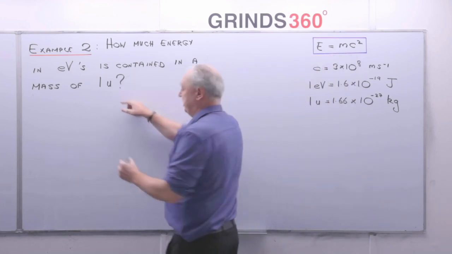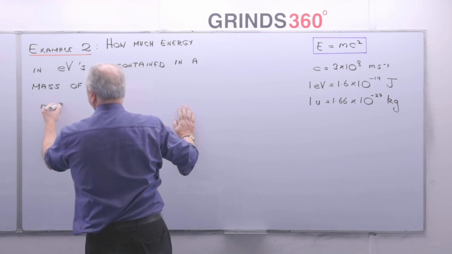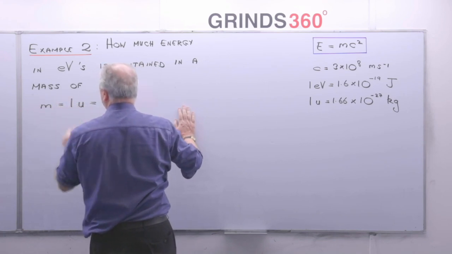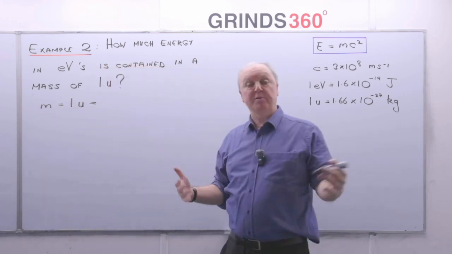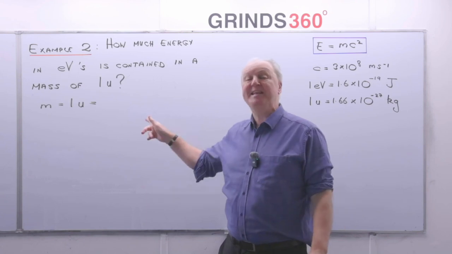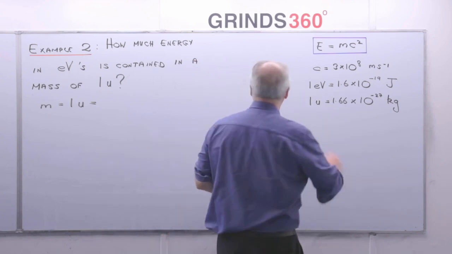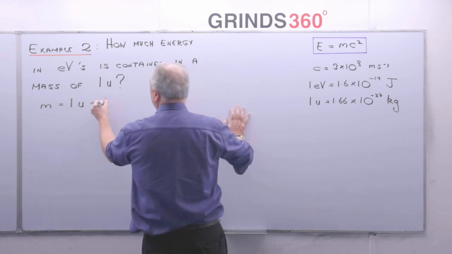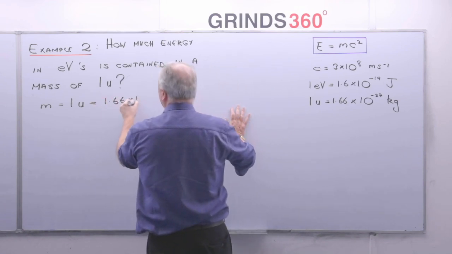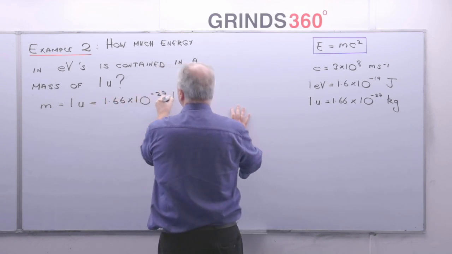So I've got to turn my little units into big units. Right, so the mass is 1 atomic mass unit. I'm going to use E equals mc squared, so I need that in kilograms. What's 1 atomic mass unit? It's 1.66 by 10 to the power of minus 27 kilograms.